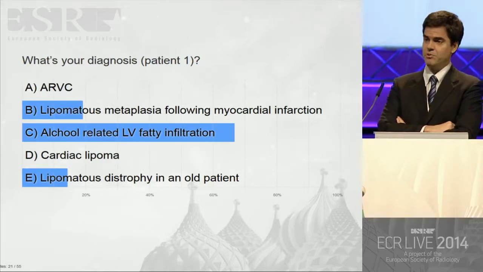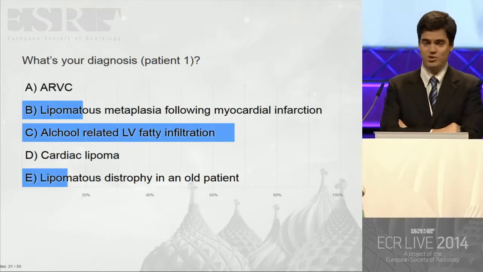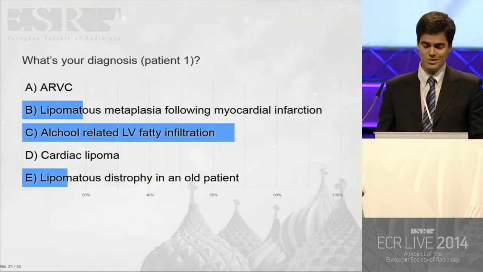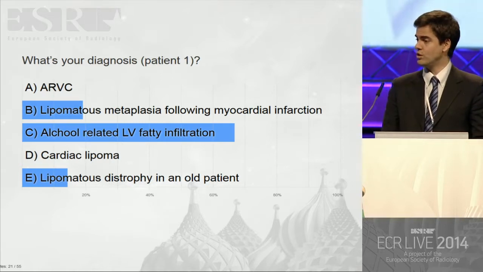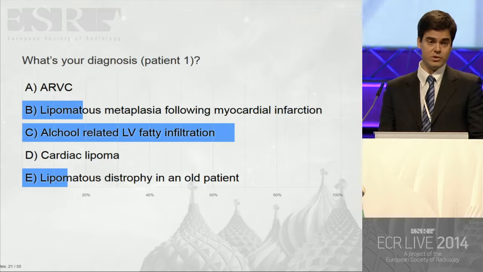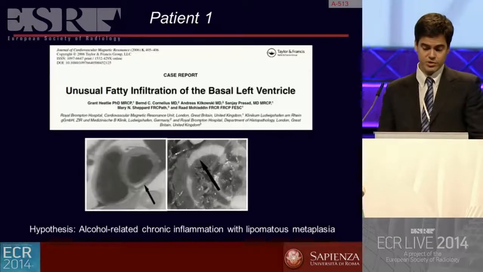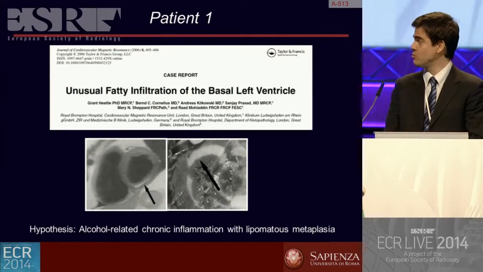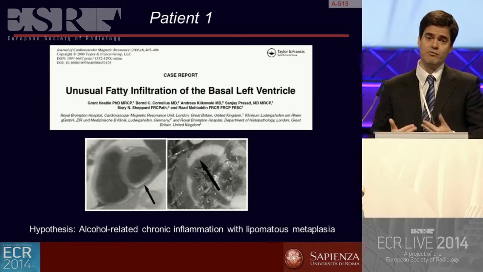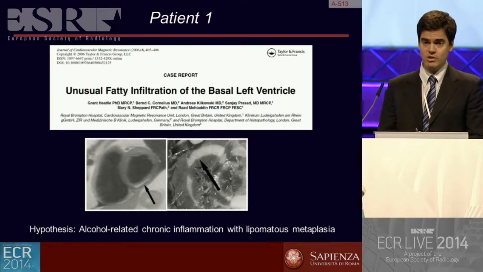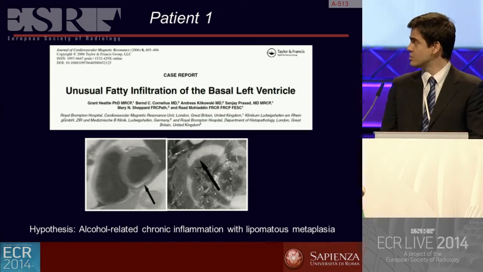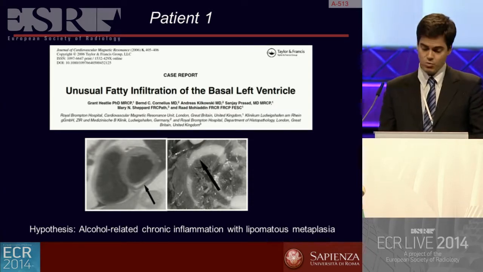Okay. The beer suggestion was great for you because most of you voted for the correct answer. This patient had an alcohol-related left ventricular fat infiltration. Let me proceed and trace my final conclusion about fat infiltration in the ventricle. It is not so usual. It's an alcohol-related chronic inflammation, so it's a kind of myocarditis followed by lipomatous metaplasia, which occurs in a heavy drinker and causes a very typical metaplasia with fat infiltration of the left ventricle.